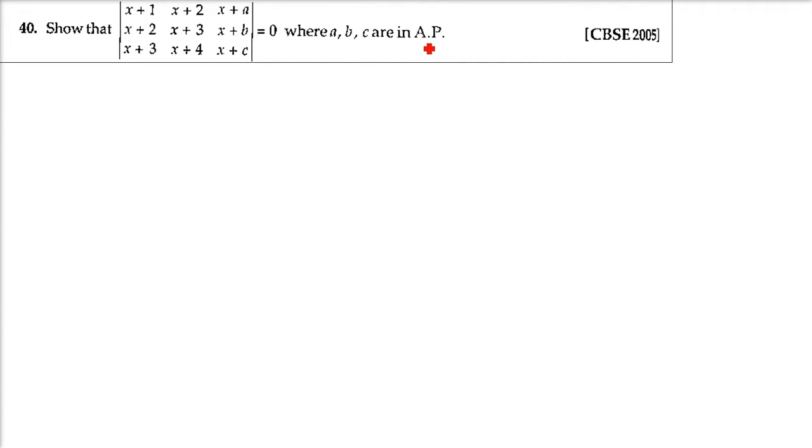Now, a, b, c are in AP. See, this question and the next question are almost the same. The condition is 2b equals a plus c. When b minus a equals c minus b, then only we say that they are in AP, arithmetic progression. So 2b equals a plus c.